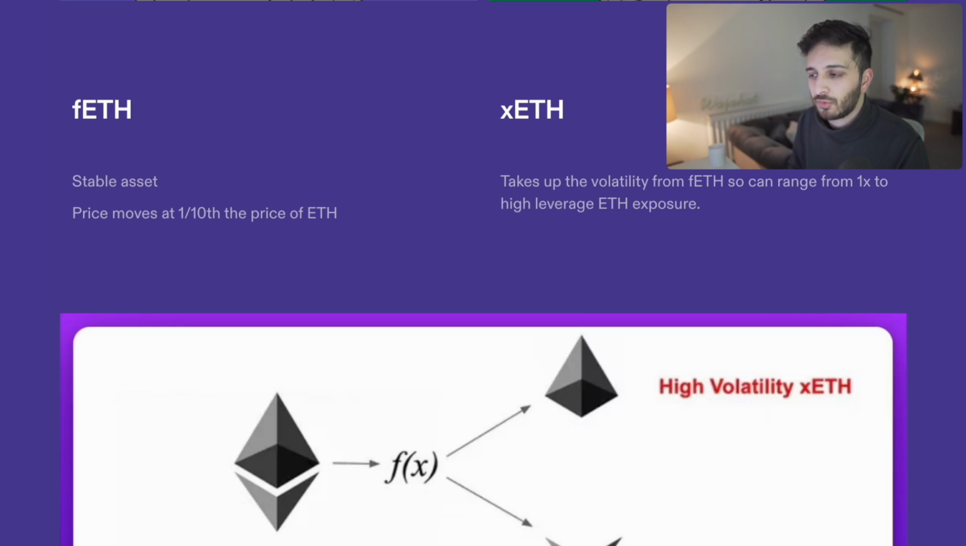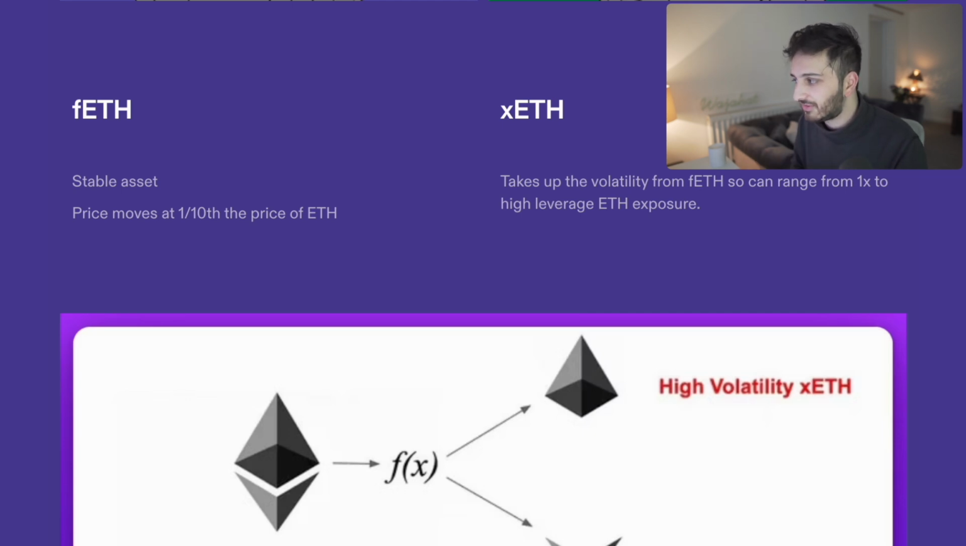Now, you might be asking, what about the rest of the volatility here? So if 1/10 of the price action is going to FETH, what happens to the rest of that 9/10? The majority of this gets passed over to XETH. So XETH is the volatility asset.